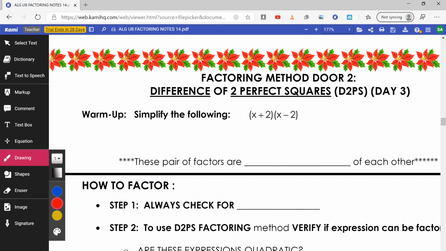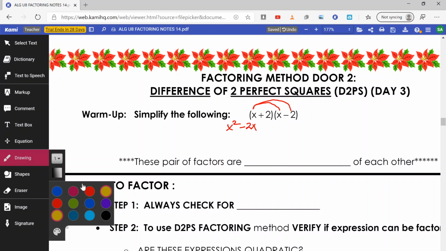So what we want to do is distribute. We're going to multiply this x times both items in the second set of parentheses. So we'll do x times x, and we get x squared. We'll do x times negative 2. Anytime we multiply a number and a letter together, we just put them together. So minus 2x. And then we'll do the same with the positive 2. We have to multiply positive 2 times everything in the second parentheses. So positive 2 times x gives me plus 2x. And positive 2 times negative 2 will give me a minus 4.